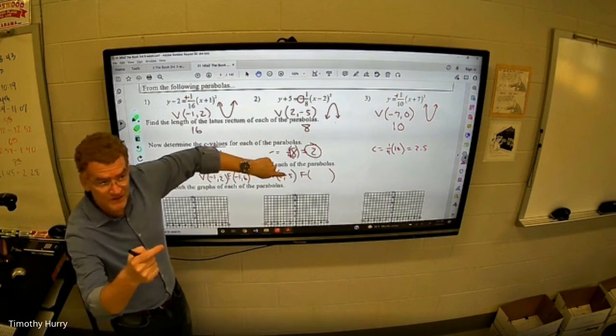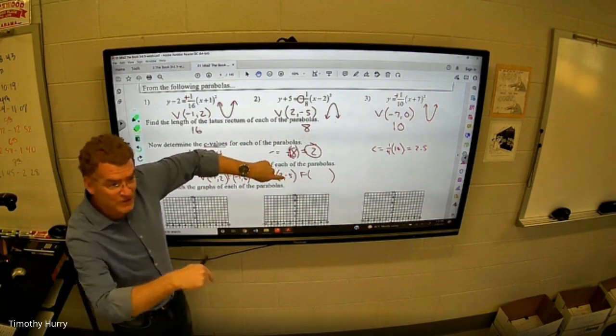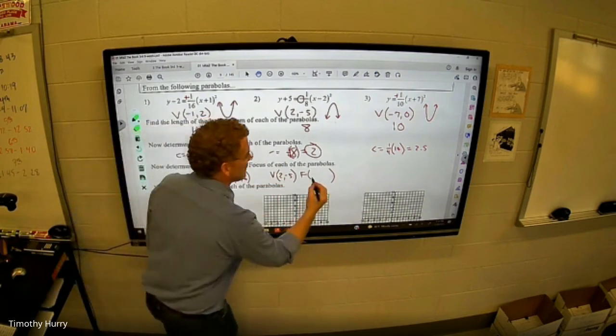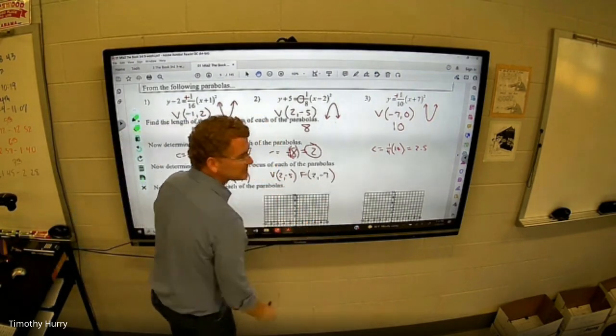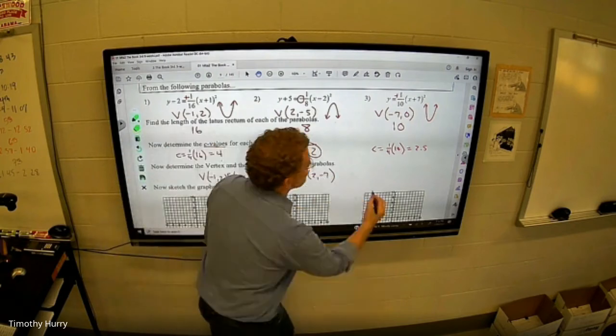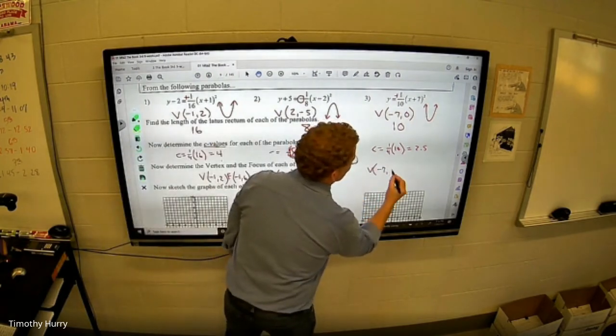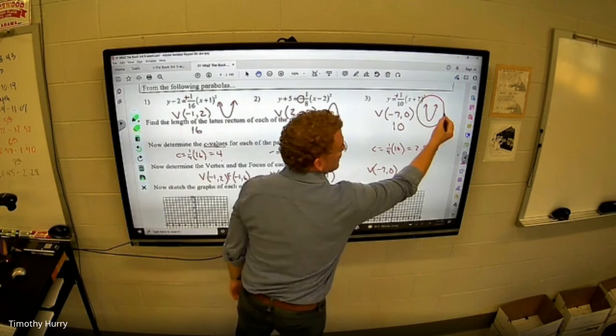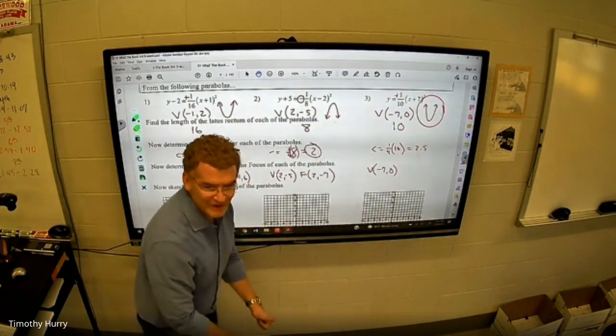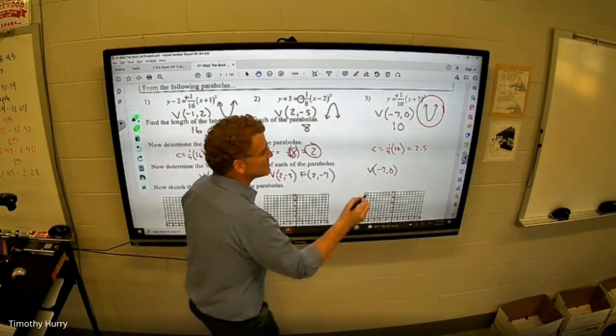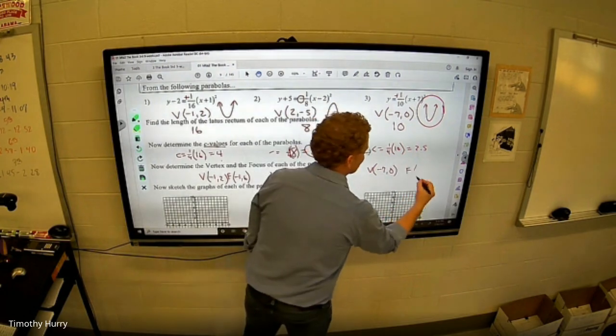To get to the focus, down 2, so subtract 2. That will give me 2, -7. And right here, if my vertex is -7, 0, and I'm going up, how much am I going up? Up 2.5, so I'm going to add 2.5.